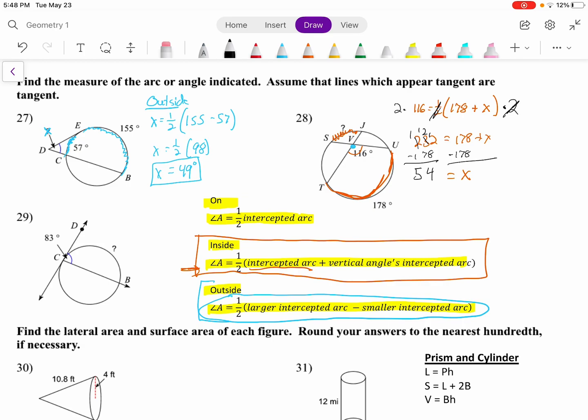All right. Number 29. Where's the vertex for this one? Well, the vertex is on the circle. So the angle formed is going to be half the intercepted arc. Do we know the angle? Well, we do know the angle. The angle is 83. It's going to be half the intercepted arc. So make sure you plug things in the right place. Think through which one's the angle, the X or the 83. And in this case, it's the 83. So we can multiply both sides by 2, and our answer is 166.